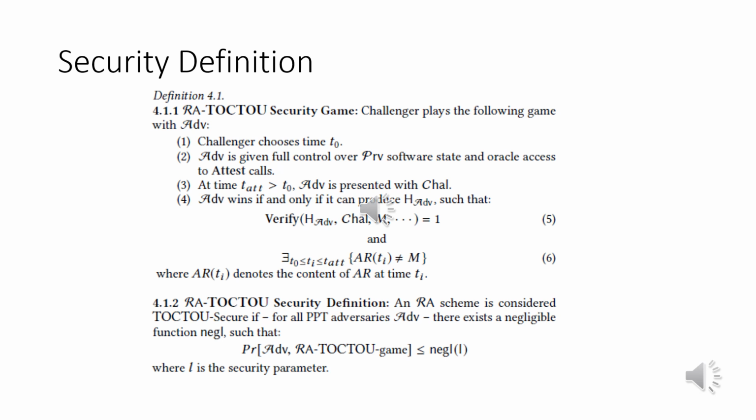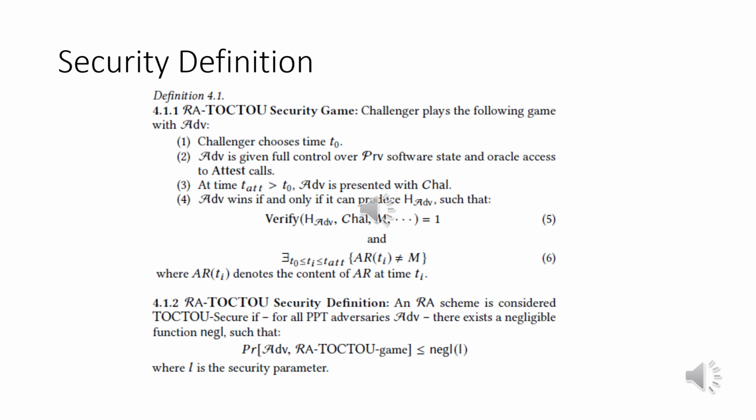This definition augments security by allowing the adversary to succeed if it produces the expected response even though the attested range was modified. Therefore, TOCTOU security in this manner can be defined by the security parameter L that has to be optimized in such a way that with the probability of L being negligible, the probability of the adversary successfully guessing the token and winning the TOCTOU security game is negligible.